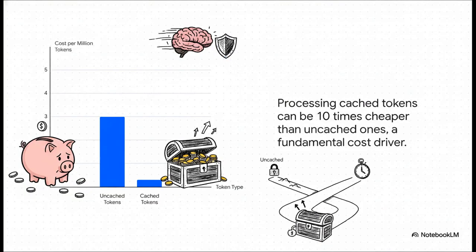And look at this. The money side of things is just wow. We're not talking about shaving off a few pennies here. Some of the major providers literally have a 10 times price difference. If your request hits the cache, it's 10 times cheaper. So a high hit rate doesn't just make your app feel snappier, it completely changes the economics of whether you can even afford to run it.